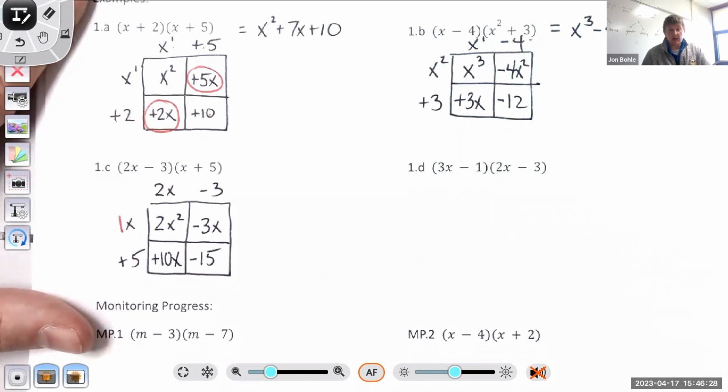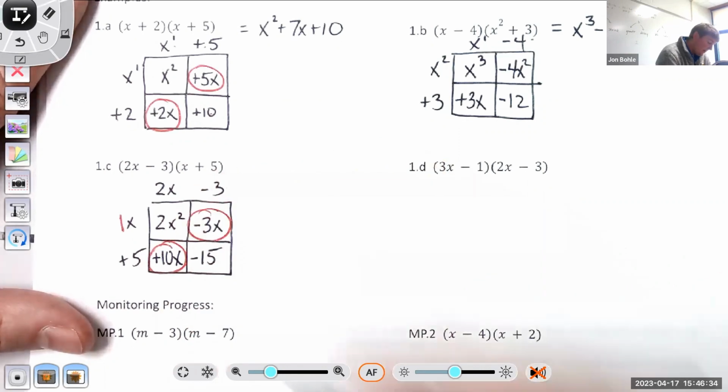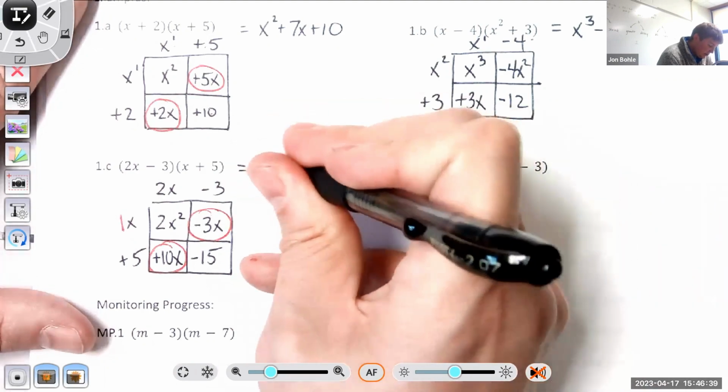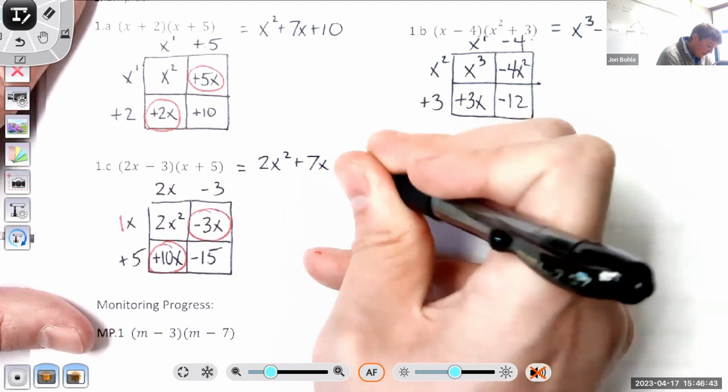Once again, you want to check for like terms, and I do have like terms here. My 10x and my negative 3x are going to combine together into a positive 7x. So here I get 2x squared plus 7x minus 15.